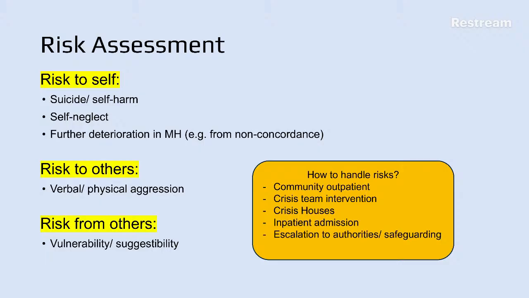And then you have crisis houses, which are halfway homes almost, where patients can go and stay for a little while if they are deteriorating in mental state, but not sick enough to be admitted into a true inpatient unit. They're recovery homes where they can stay for a little while. There's staff around which can also help to monitor them and also help with medications and things, etc. And then you have your inpatient admission. And finally, if you're really concerned, you could think about escalating to authorities or putting in a safeguarding concern. Next slide, please. So that concludes my presentation.